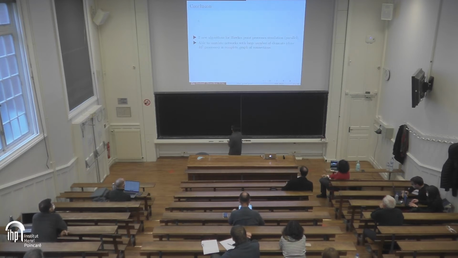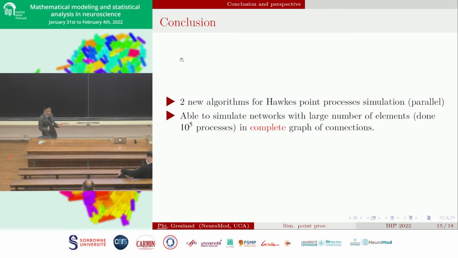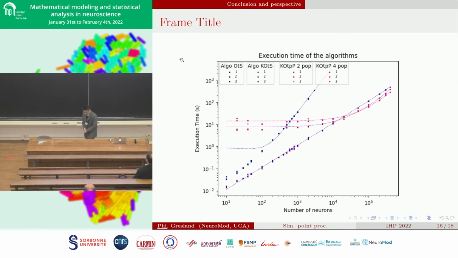To conclude, we have proposed 2 new algorithms for the Hawkes process, and we can even run them in parallel. Paul did it in parallel, and we can do this up to hundreds of millions of neurons in a complete graph. Here is a graph of the execution time of the algorithms. You see that the Ogata, in blue, is very bad, even at a million neurons. It explodes very fast. Compared to it, the Ogata with Kalikow decomposition and 2 populations, where we divide the network into 2 populations, is much better than the classical Ogata algorithm.